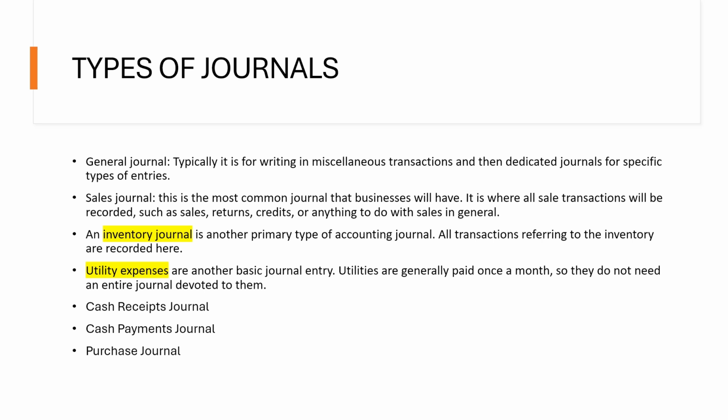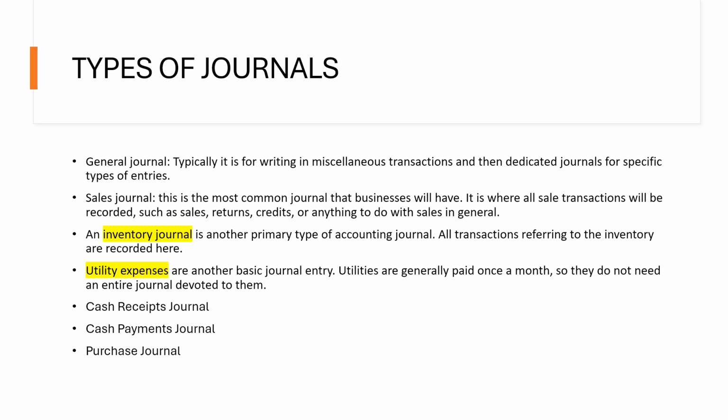And number 5, the cash receipts journal. This is another very important one. It records all cash inflows, including customer payments and loan proceeds, and tracks cash income as well. Number 6, the cash payments journal. This is the opposite of the one above. It records all cash outflows, including suppliers, salaries, rent, and so on.